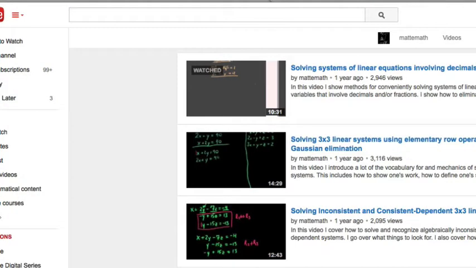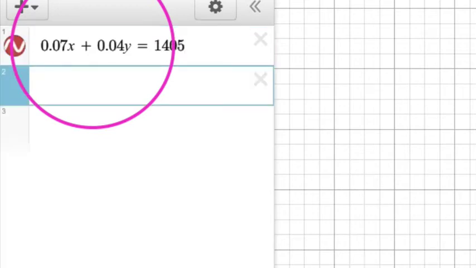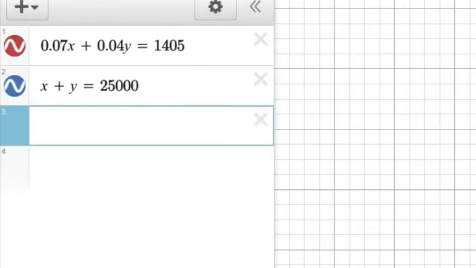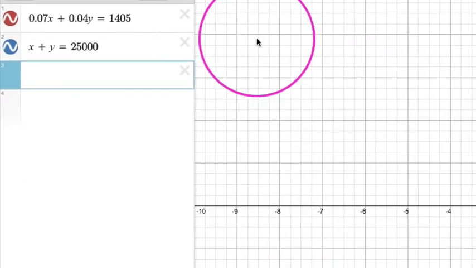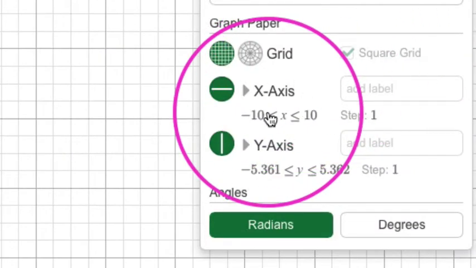So let's go ahead and open up Desmos here. We had two equations. The first one being 0.07x plus 0.04y equals, I think, $1,405 in interest, and I can always fix that. And we say x plus y equals $25,000. Now, when we make a graph of this, you have to consider something here. These are both in standard form, these equations of these lines. So like this second equation here, x plus y equals 25,000, it has a y-intercept and an x-intercept of 25,000.